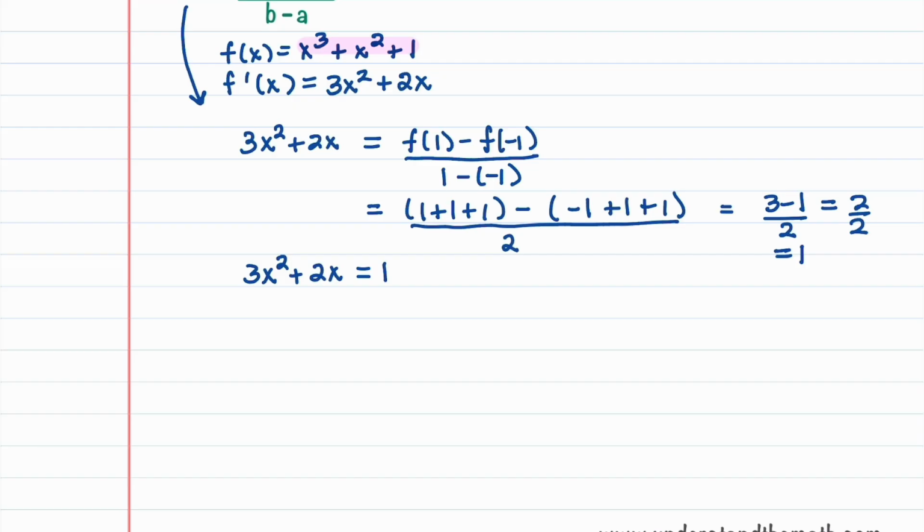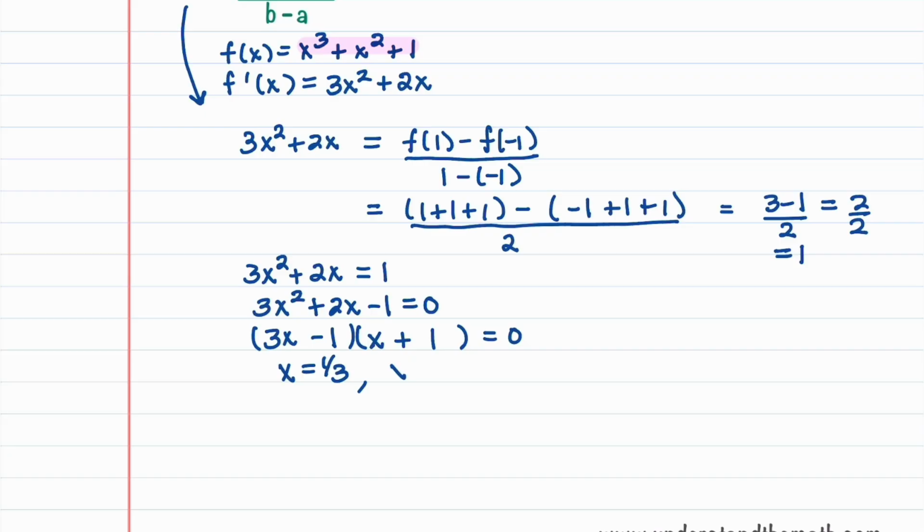Let's pull the 1 to the left, so we have 3x squared plus 2x minus 1 is 0. We can factor this. Let's see, we're going to put a 3x here and an x here. So this needs to be a plus 1, and that can be a -1. That works. So we end up with x is 1/3, and x is equal to -1.